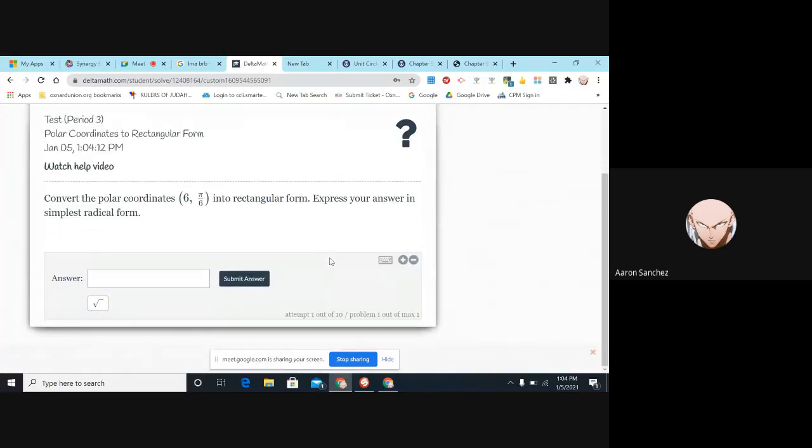Okay, so am I sharing? Am I presenting? Okay, I'm going to have you guys answer this. I will get you started on it. But 6 comma pi over 6. Before I have you guys go on your own, let's identify our terms. What is the 6? See this 6 right here?